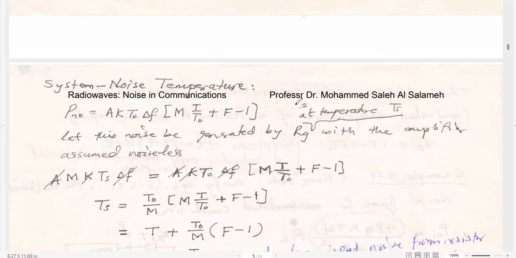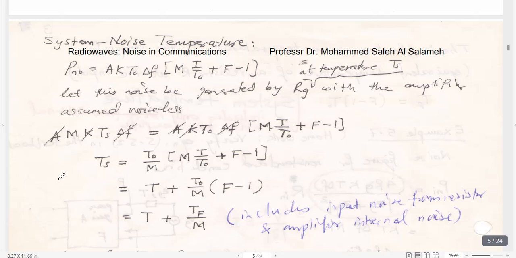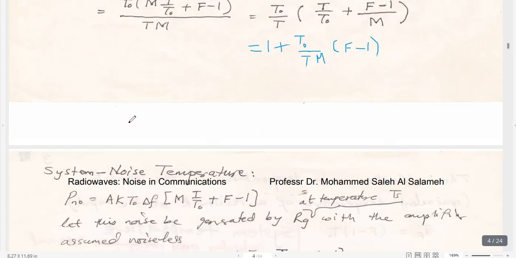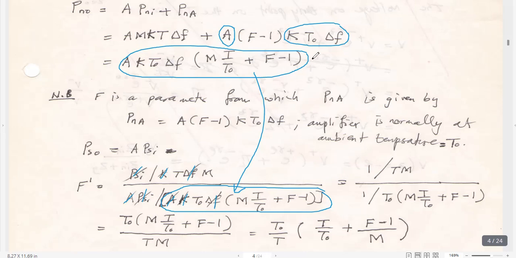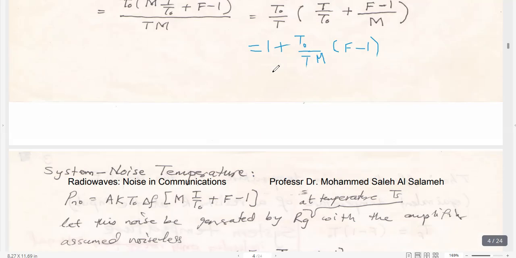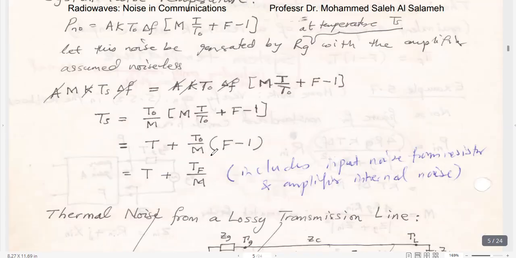Now the definition here: the system noise temperature. We divide by K delta F to obtain the system noise temperature. Also just remove K delta F and remove A, because we want to refer the noise to the input. So this is P noise output from here. Take away A, cancel A, and cancel K delta F. The remaining, T naught times M T over T naught plus F minus 1, is the equivalent noise temperature. As we can see, this is what we call the equivalent system noise temperature.